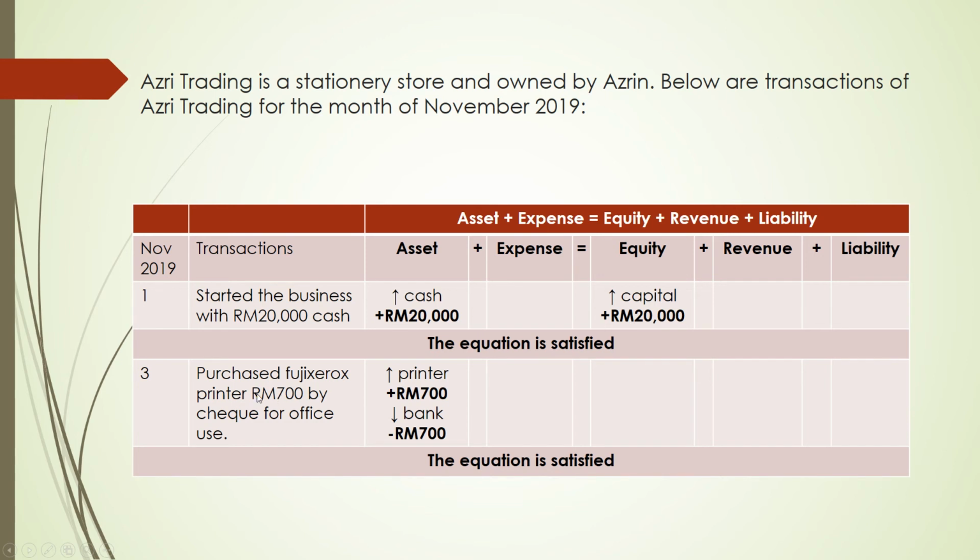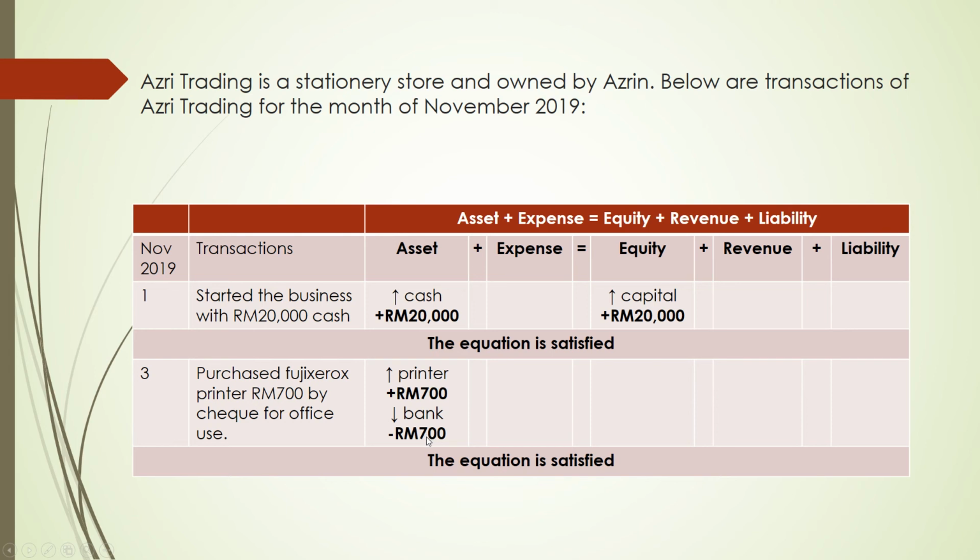Okay, for the second transaction on 3rd November, purchase Fuji Xerox printer RM700 by check for office use. Fuji Xerox is the brand name of the printer. Printer is the asset. So, when the business purchase printer, asset increase. So, asset printer increased by 700 ringgit. And the purchase is made by check. Therefore, the amount of bank will decrease. So, decrease in asset bank 700 ringgit.